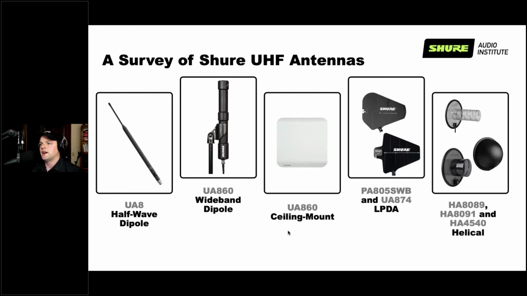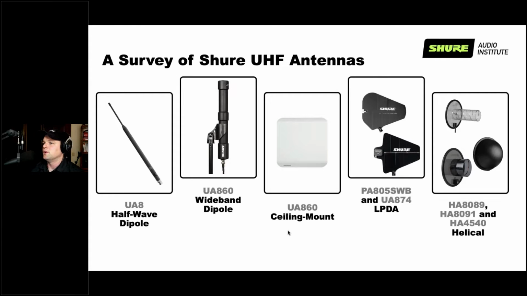Okay, so let's look at a survey of our antennas. And you can see we have the half wave dipole on the left. That's like a UA8 there. Those are a little bit more narrow band. So if you're covering just a single frequency band in your rack of gear, you should be good with that. But if you're trying to cover a wide range of frequencies, you have multiple receivers in different frequency bands, then that's when you would go up to the UA860 because it's much more consistent across that wide range of frequencies.